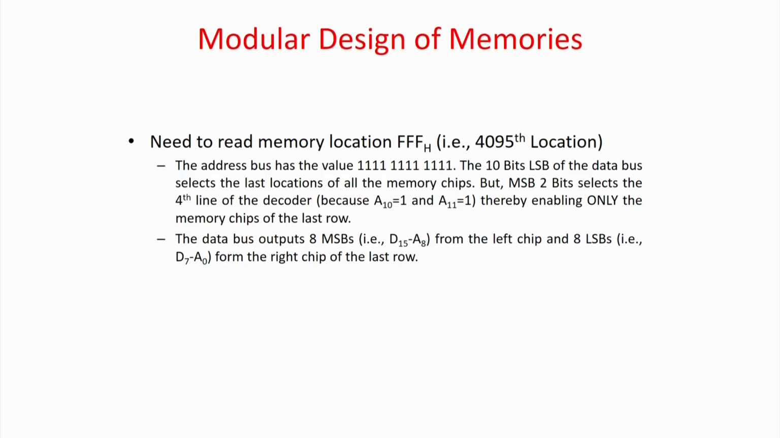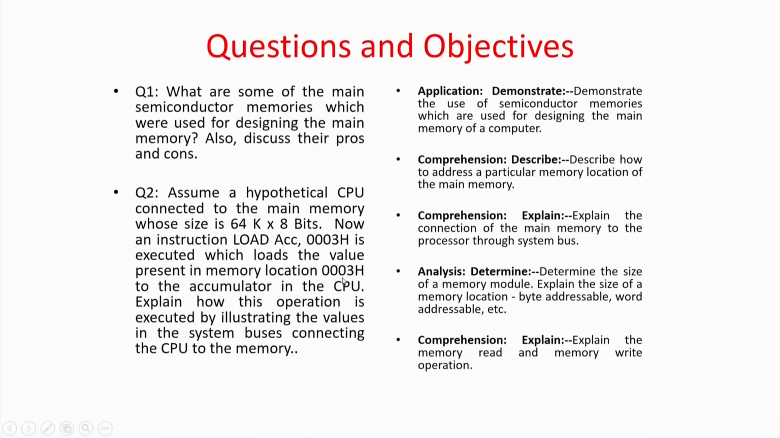Now, they have given an example of how you read the memory location FFFH, that is the 4th row. In this case, all 1s will be the address, and the LSB 8 bits will be all 1s. So, the last row of all the memories will be accessed, and the last 2 MSBs are also 1 1, which means the 4th row will be selected, and that is it. And in this case 2 memories are in series, so 16 bit will be the data bus.